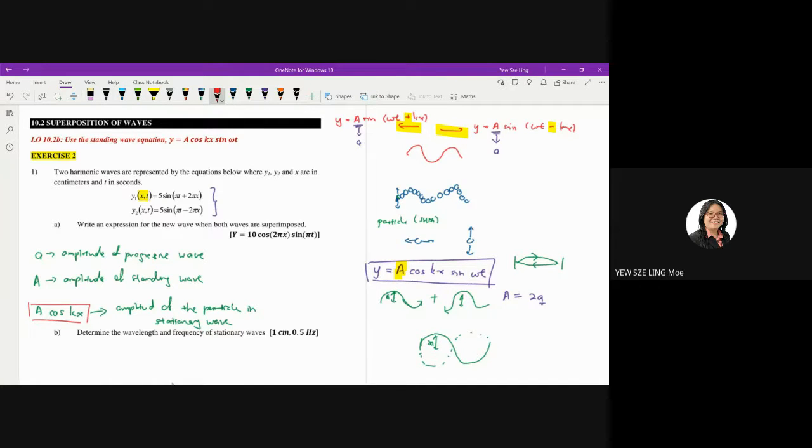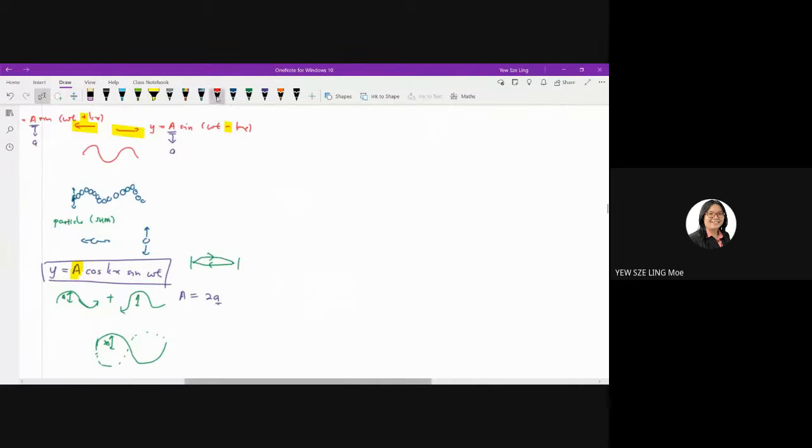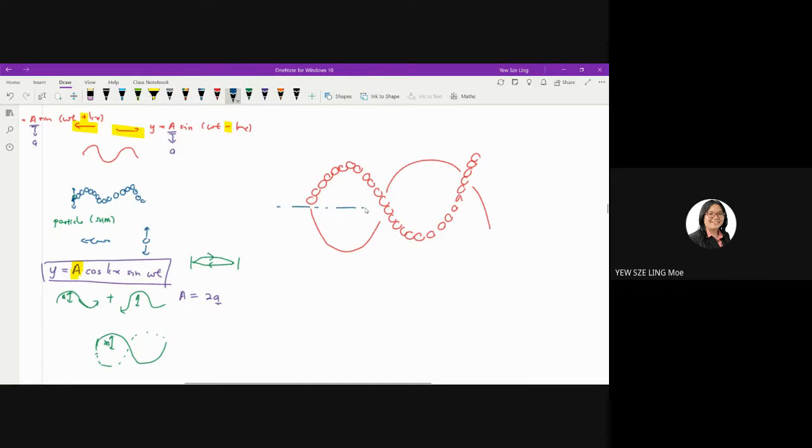For example, now let me draw the diagram again. This is our stationary wave. I'm going to use a larger diagram so that you can see the difference. Another wave is in the opposite direction, of course. I'm lazy to draw it, so I'm just going to show it like this. So when it comes to capital letter A, this is our equilibrium position.